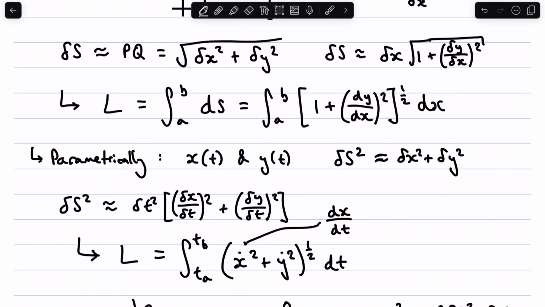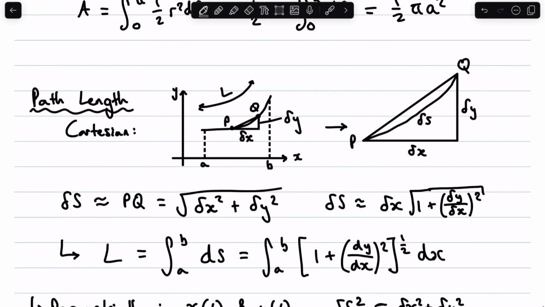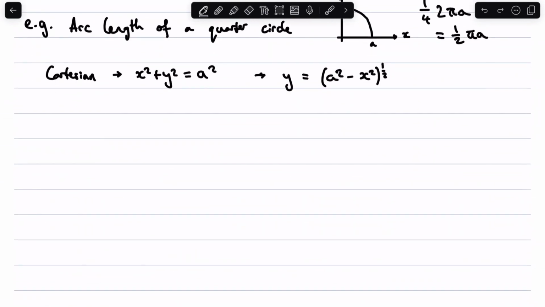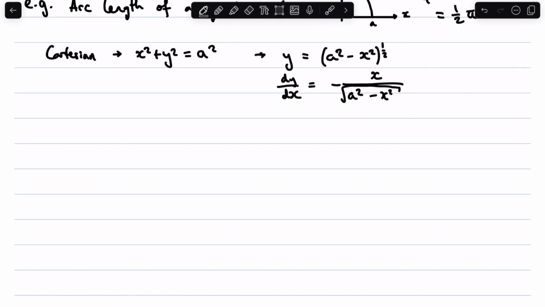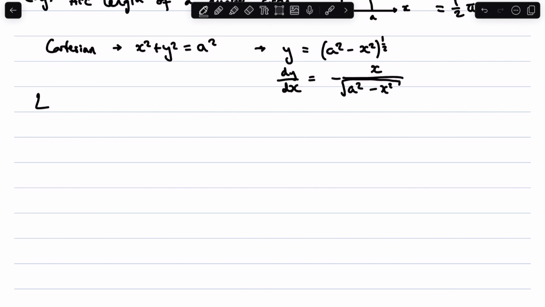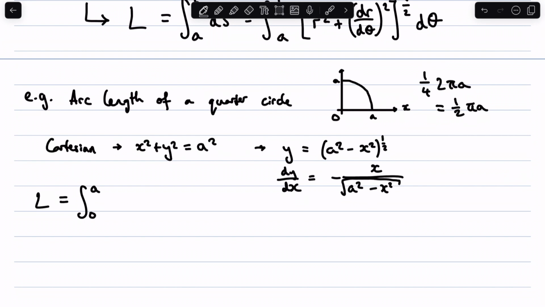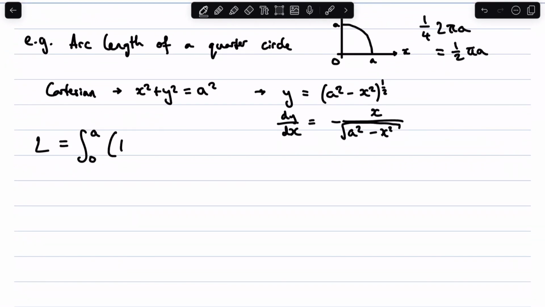And just looking at what we had before for our ds, we're going to need to know what dy by dx is. So dy by dx is equal to minus x over the square root of a squared minus x squared. And from here we can use our path integral L equaling 0 to a, as we're just going from x equals 0 up to a, of the square root of 1 plus our dy by dx all squared, which is going to be x squared over a squared minus x squared, all square rooted, times dx.